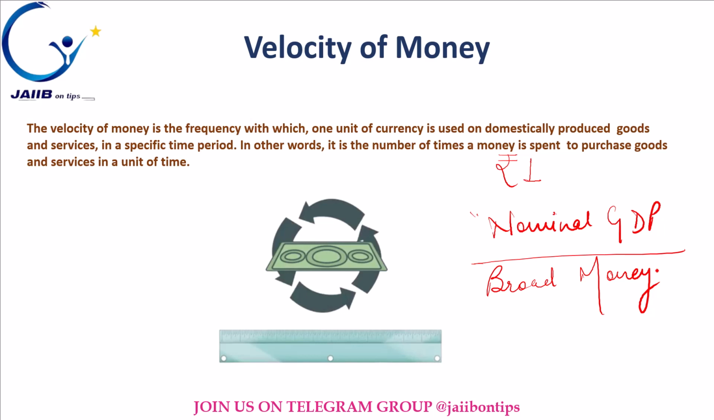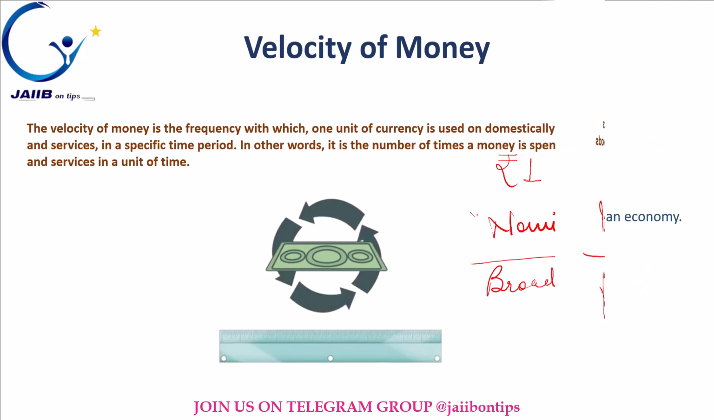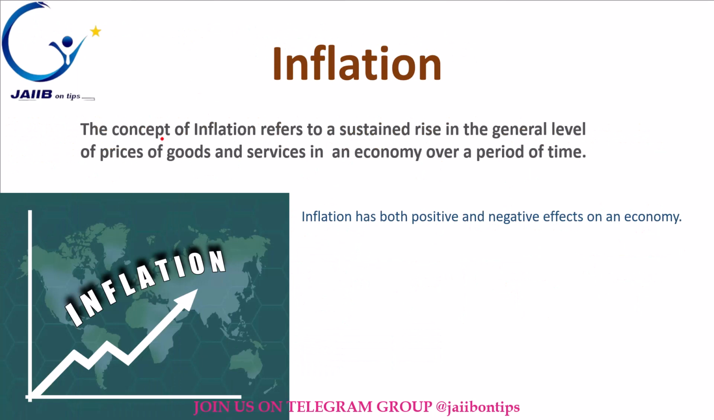So we have learned 2 topics, that is money multiplier and velocity of money, where money multiplier is the link between broad money and reserve money, whereas velocity is the link between broad money and nominal GDP. While money multiplier is calculated as broad money upon reserve money, velocity is calculated as nominal GDP upon broad money. So the next topic is inflation.